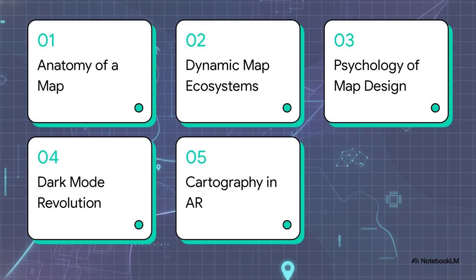Here's our roadmap for today's system scan. First, the anatomy of a map. Then, dynamic map ecosystems. Third, the psychology of map design. Fourth, the dark mode revolution. And we'll wrap up with cartography and augmented reality.